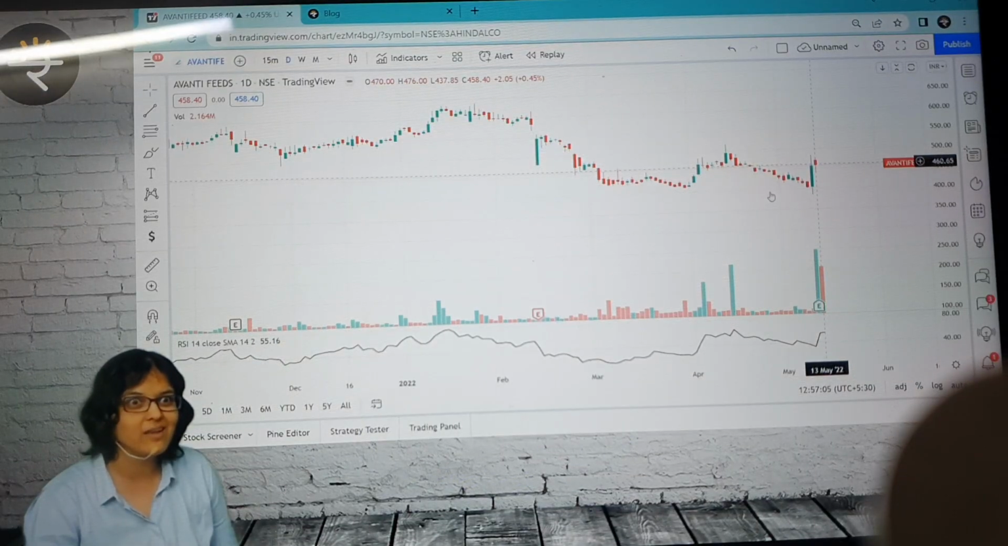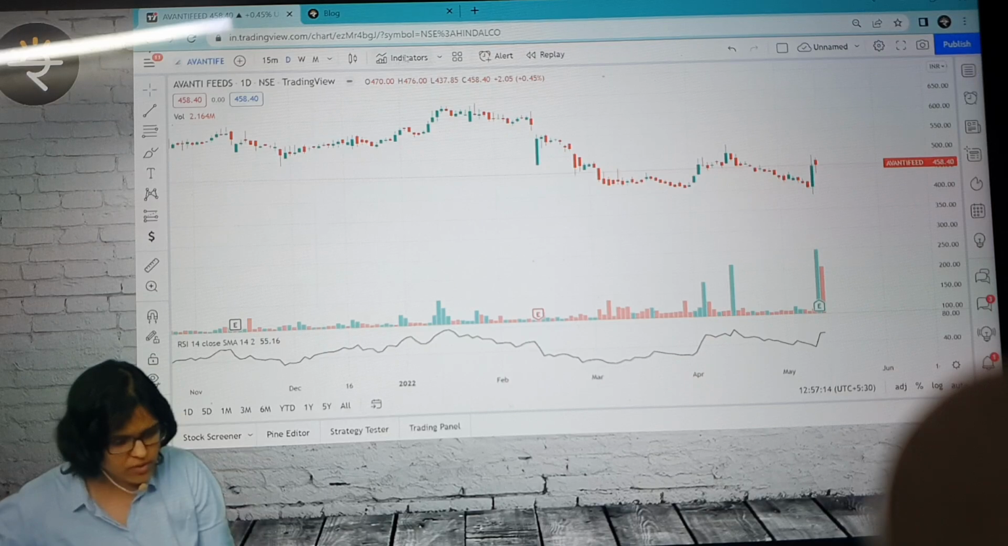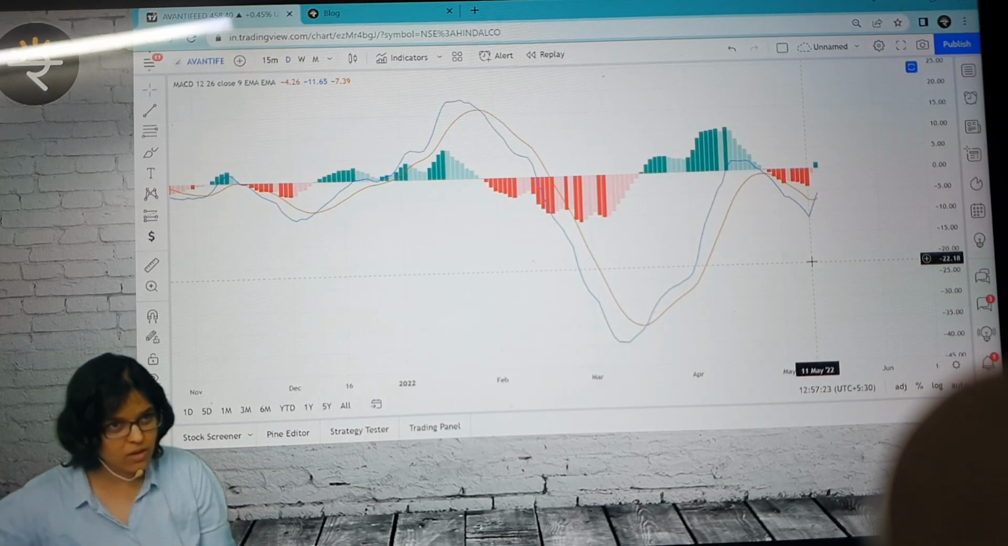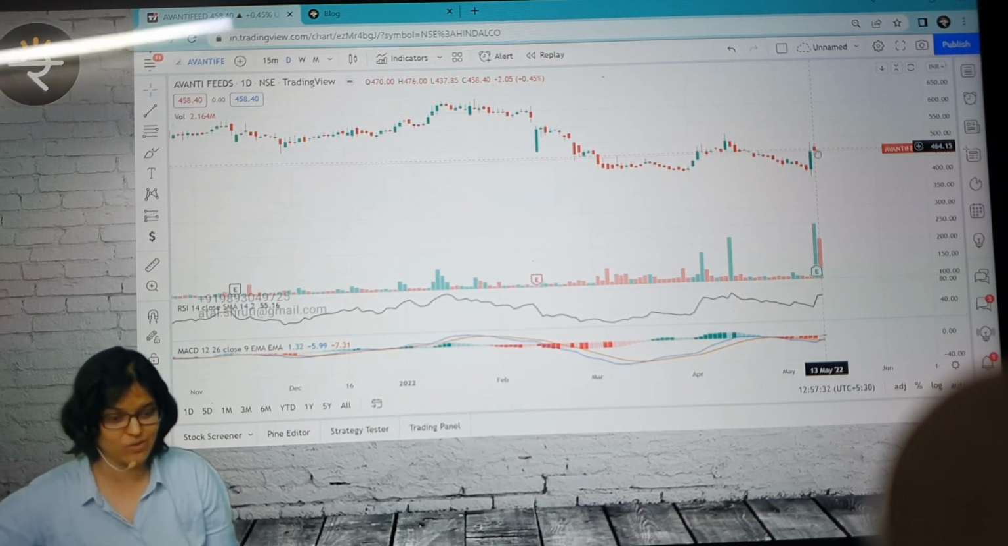Is it at a good level? Going near our target of 60 now? Once it crosses 60 here, it can go up. Now what is happening? What about the MACD? What is it showing? Which stock is this? Avanti Feeds, no? Now what is happening? MACD crossover. RSI at 55.16. This can be a good show.